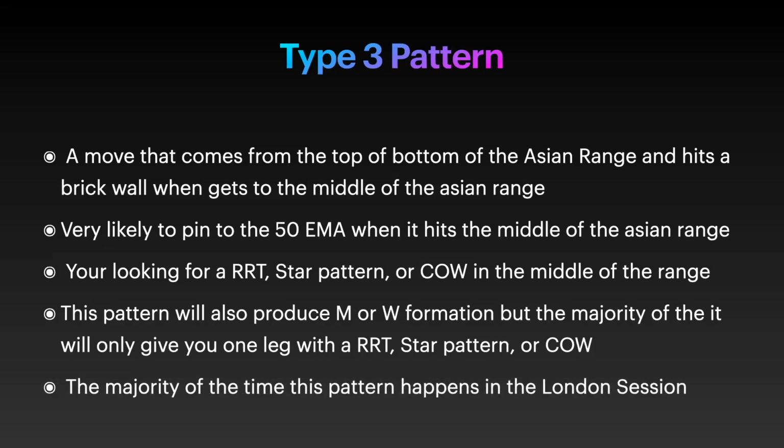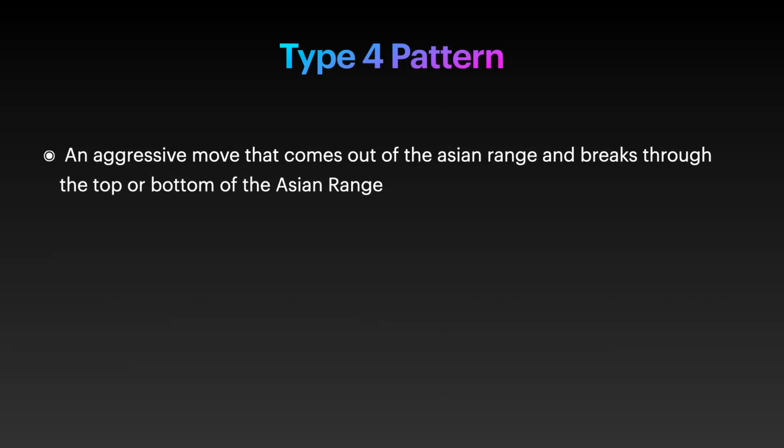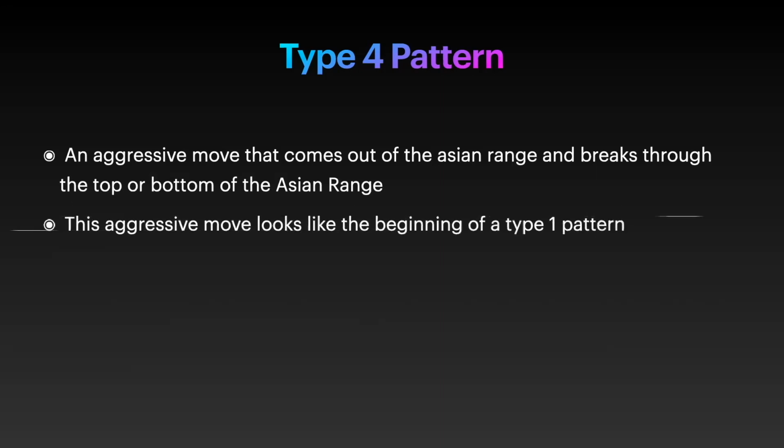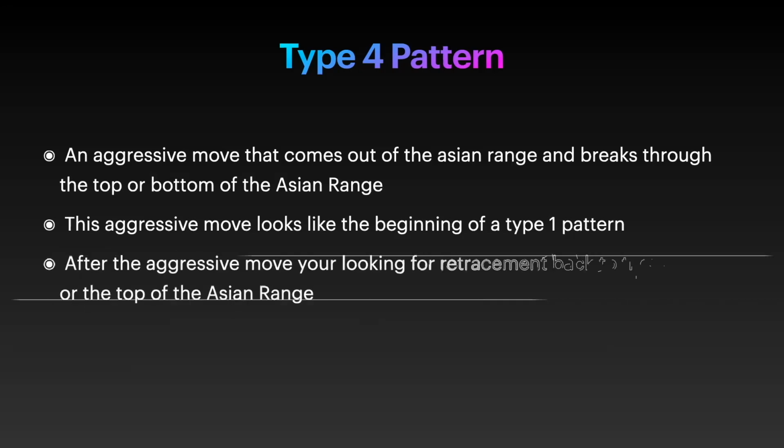So let's talk about type 4 patterns. A type 4 pattern is basically an aggressive move that comes out of the Asian range and breaks through the top or the bottom of the Asian range. Now, this aggressive move looks like a type 1 at the beginning. It looks like a type 1. Here's the difference. After it makes that aggressive move, it makes another aggressive move in the form of a retracement, and it hits a brick wall at the bottom or the top of the Asian range.